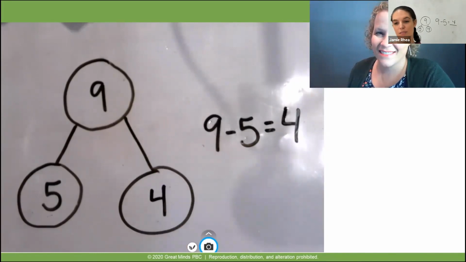Now, if you don't have your Rekenrek, could you use your fingers to do this? Yep. I show 9 fingers. Here's 9. I have 5 here, 6, 7, 8, 9. And if I take 5 of those away, I'm left with 1, 2, 3, 4. So even if you don't have a Rekenrek, you can still use your fingers as long as the number is 10 or less, okay?